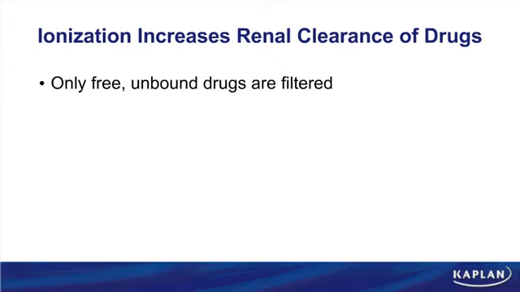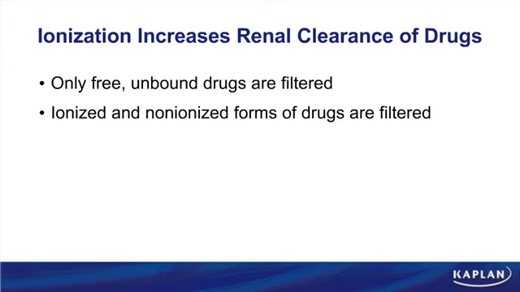Watch out for the second bullet point. Both ionized and non-ionized forms of the drugs are filtered. This is the part that folks will miss. They will think about the concept that we've previously discussed, that ionized drugs don't effectively cross membranes, and that is true. But the glomerulus is actually permeable even to ionized drugs. So hang on to that thought, and we'll see it in the diagram on the next slide.